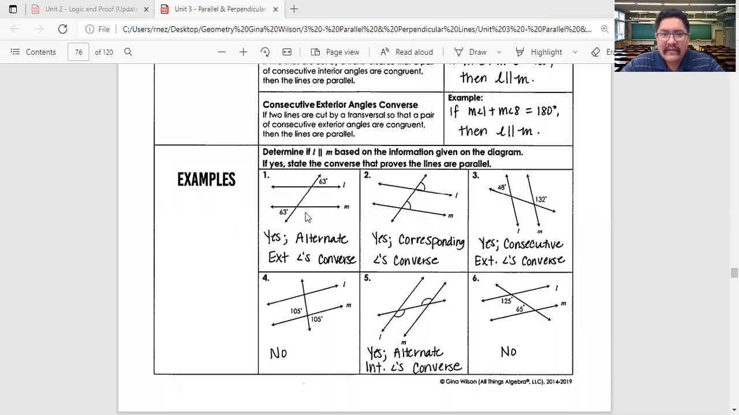Okay, now we have to say which rule we are saying makes them parallel. Okay, so alternate, because they're on opposite sides, right? This one here is on the right, this one's on the left. They're on the outside of the parallel lines, so that'd be alternate exterior angles converse. And again, there's not that many more options other than those.